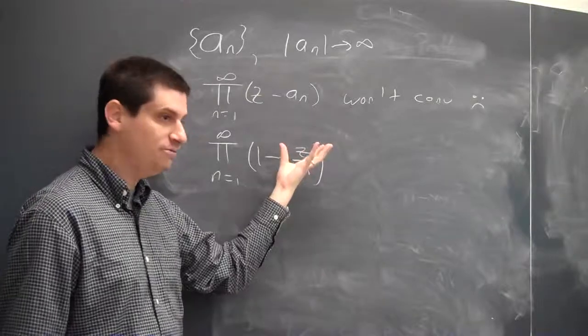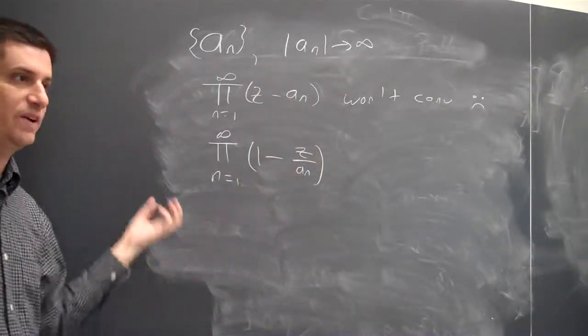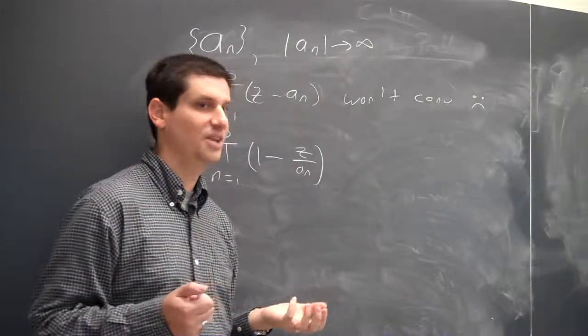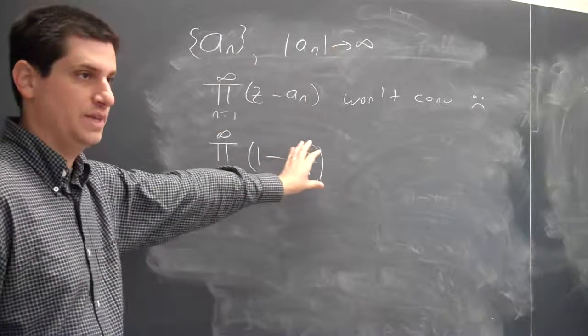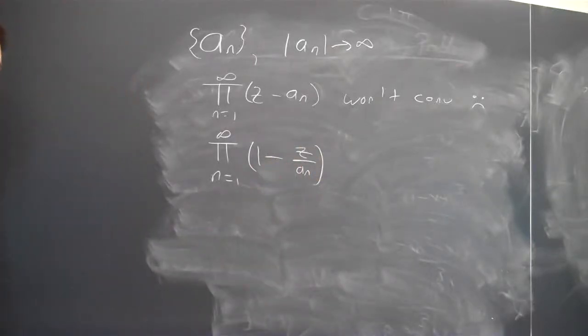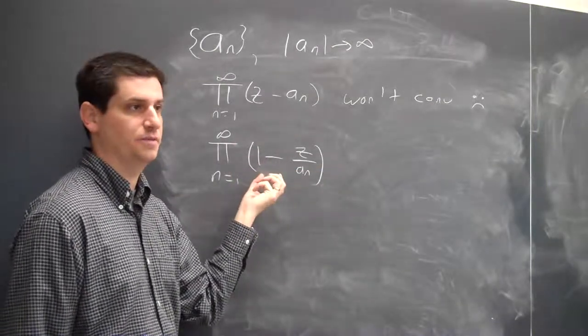Why? Well, if an is getting really, really large and z is fixed, these factors look very close to 1. If I multiply a lot of things that are close to 1, what do I expect to get? Something hopefully close to 1. And so the goal here is to just make sure that this will converge. Now the problem is it's not always going to converge. And sometimes it may converge to 0. And so the question is, given a sequence, will I be able to make sense of this?